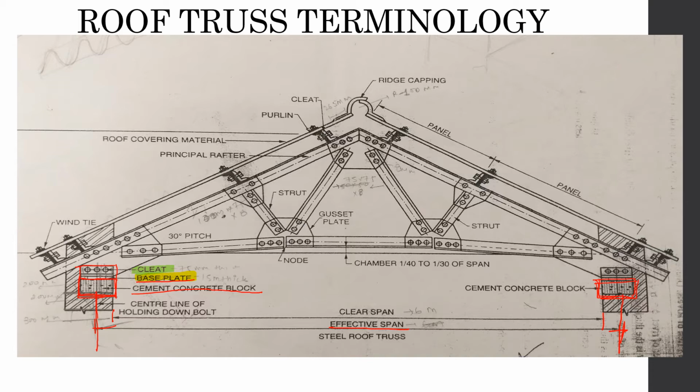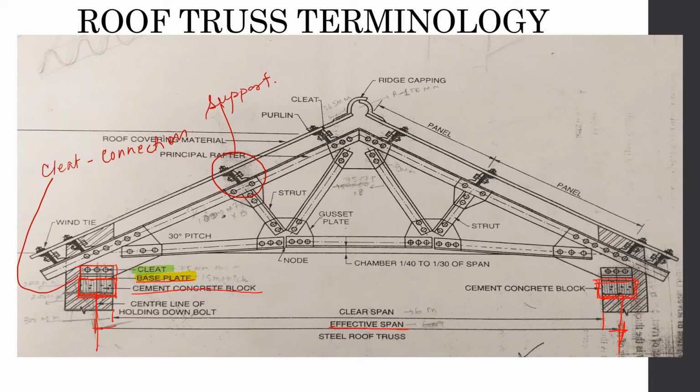So a cleat is a supporting element used to support rafters and to prevent purlins from tilting, and it is also used to facilitate connections. So here the cleat is being used to facilitate connection only. Here the cleat is for connection, and here the cleat is for support. We will discuss this further.